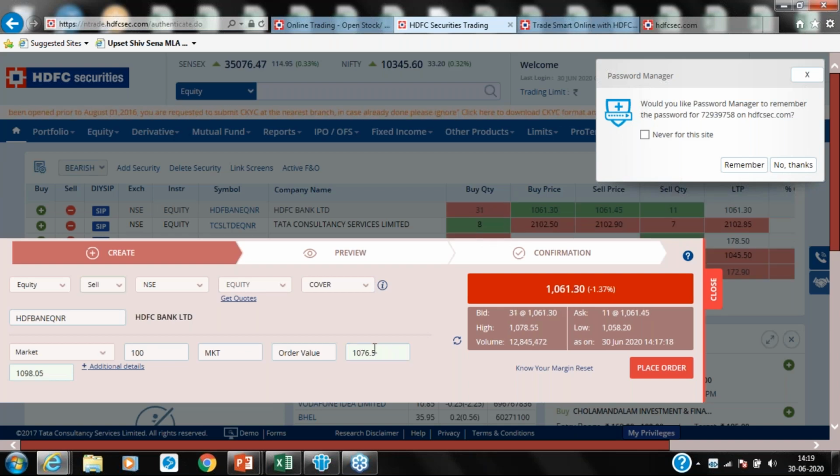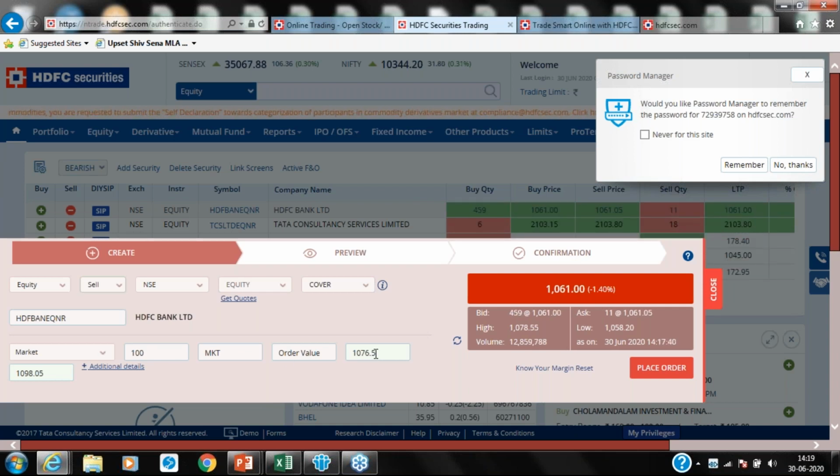And after entering the trigger stop loss price, you can just click anywhere outside and automatically this rate will fill up. So what this means, 100 quantity of HDFC Bank will be short sold at the current price, and the stop loss will be around 1076 level. And the stop loss price will get triggered between this and this price.